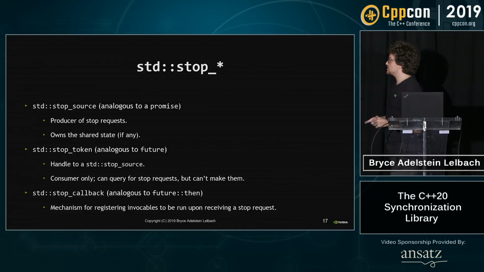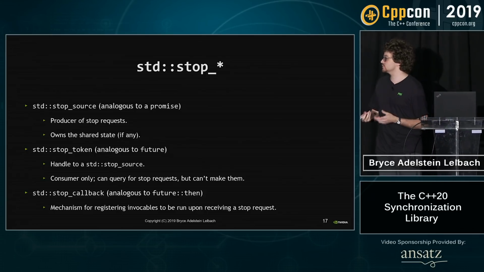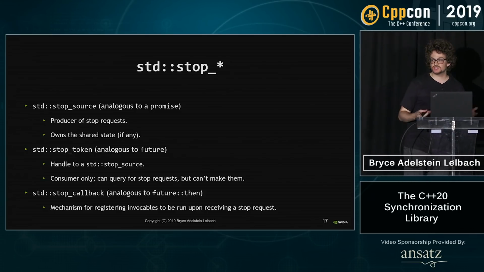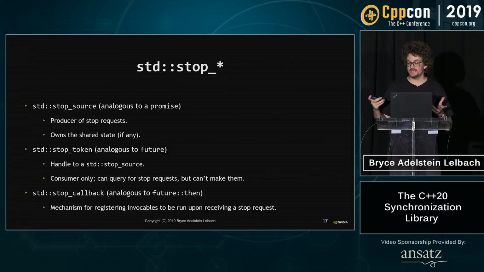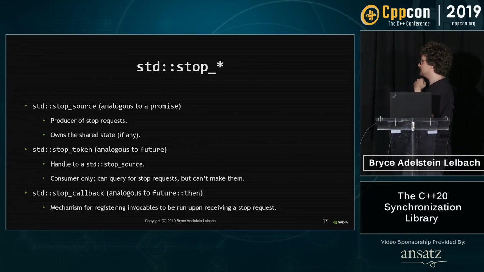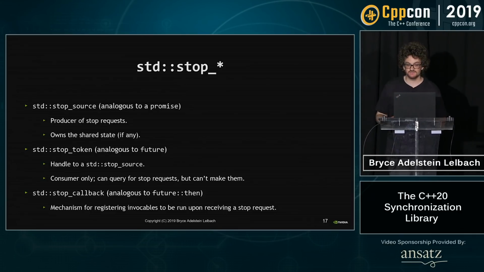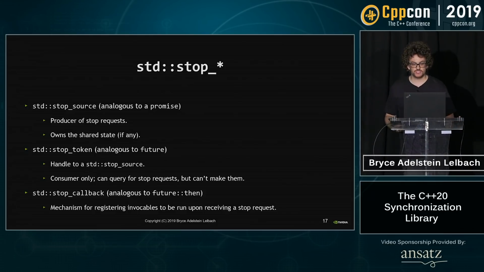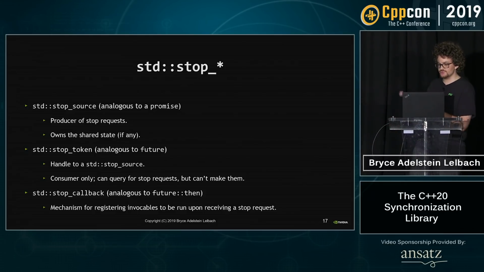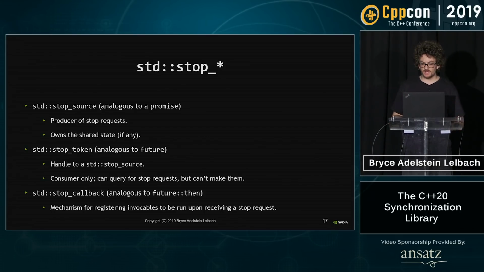Then you've got a stop token, which is a handle to a stop source. It's the consumer. It can only query whether or not a stop request has been made. It can't make a stop request. This is the consumer side that the worker thread receives. And then there's a callback mechanism called stop callback, which is sort of analogous to future then. You can use it to register invocables that you want to be run when you've received a stop request.